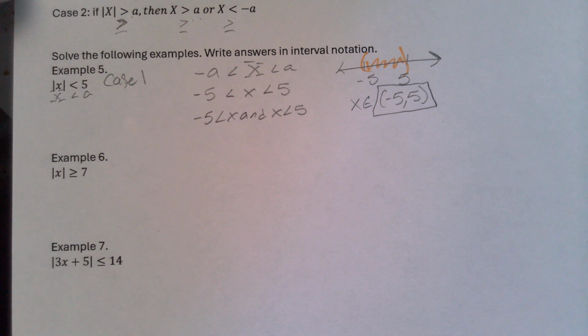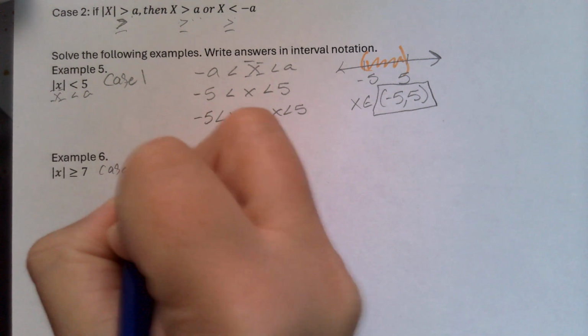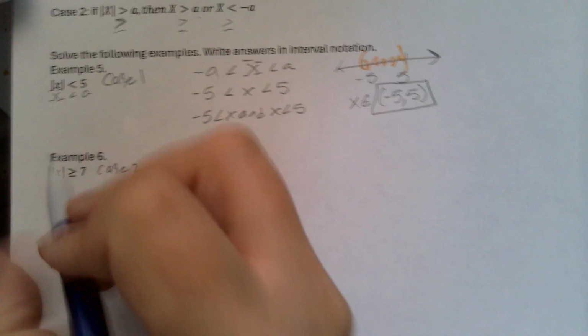Number 6, the absolute value of x is greater than or equal to 7. This will be a case 2. Notice it's using the or equal to, so we need to use the or equal to.